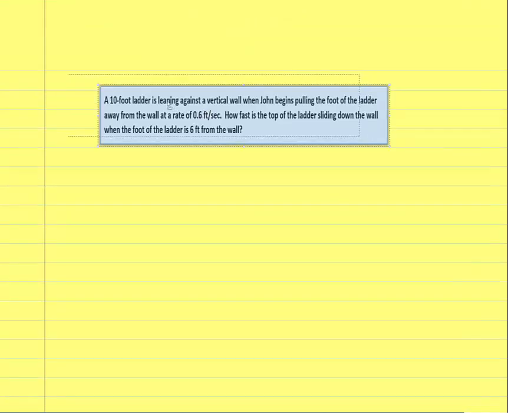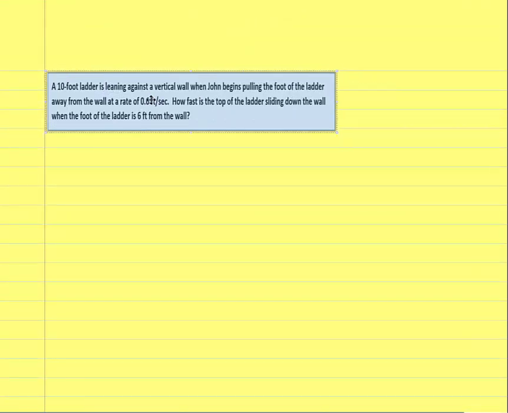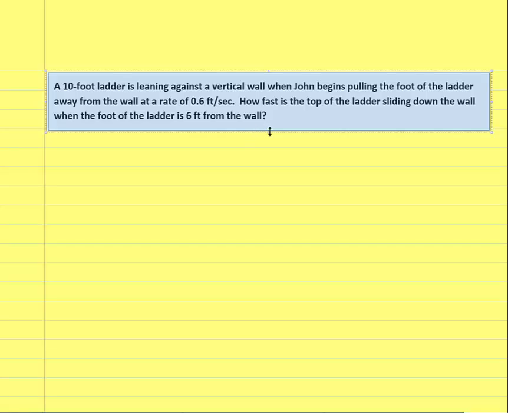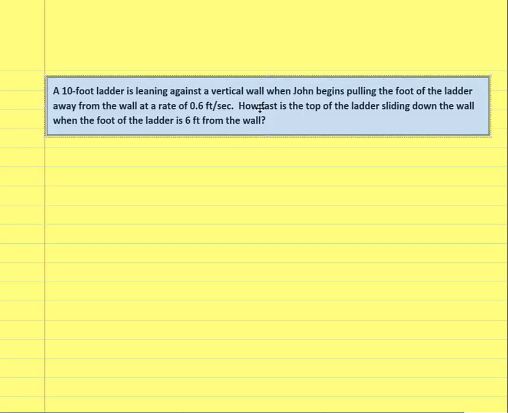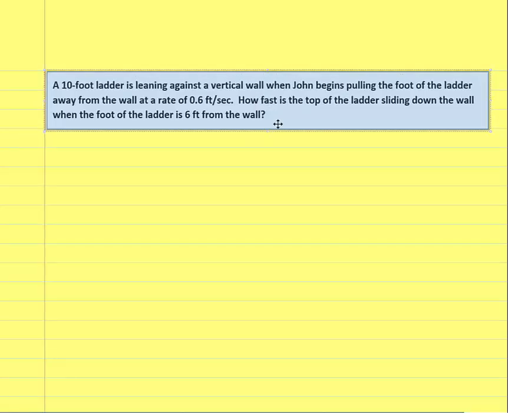So this one is kind of a famous problem. It's the sliding ladder problem. So we have a ladder, and it's 10 feet tall, and it's leaned up against a vertical wall, and that's what creates our triangle here, and it in fact creates a right triangle. So let's go ahead and draw that picture.